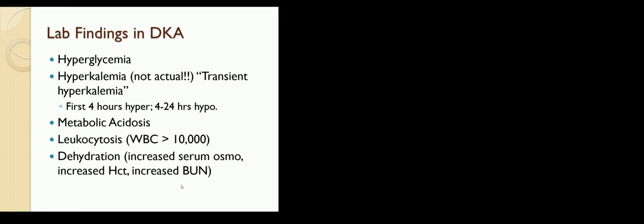Leukocytosis if they have an infection. White counts can be greater than 10,000. Dehydration: expect increased serum osmolality in this case because you've got increased glucose, increased hematocrit, and increased BUN. Because you've got more particles than you do solution. Just remember what you're measuring. Okay.